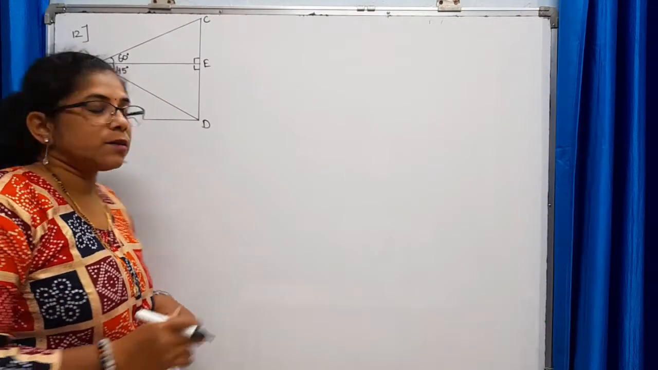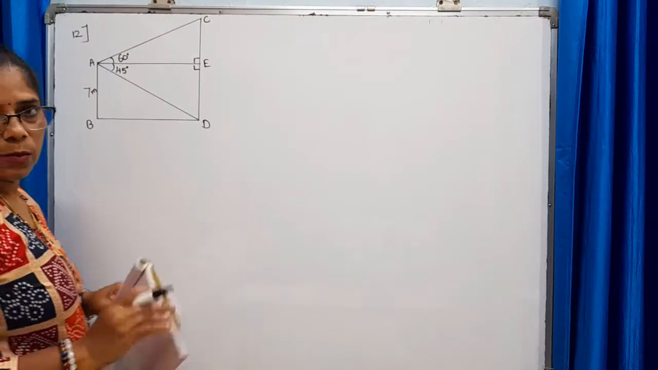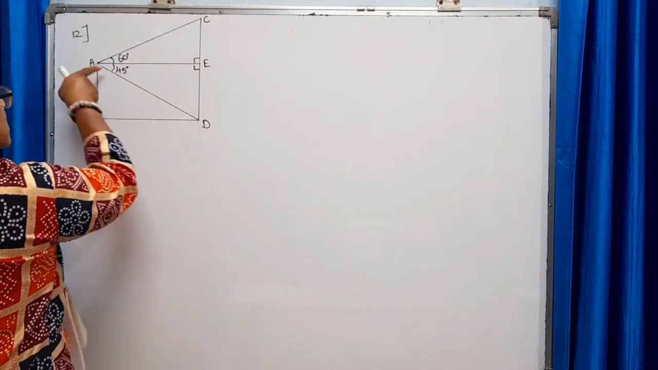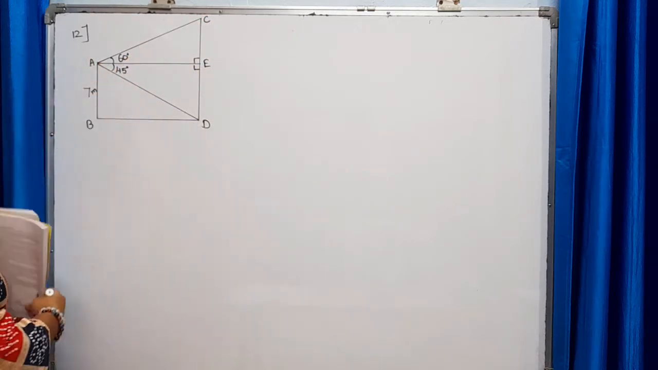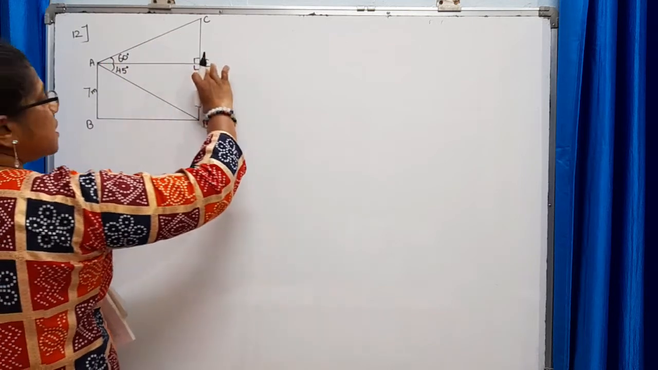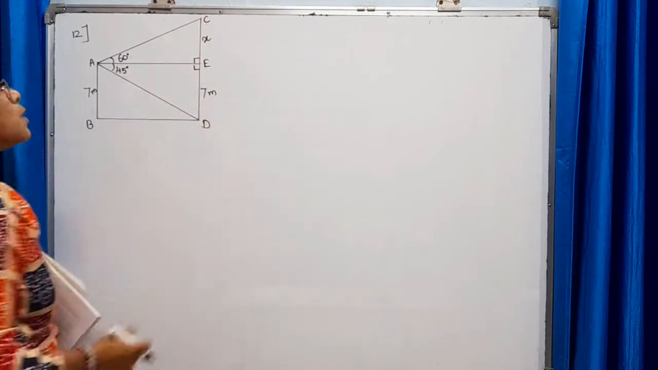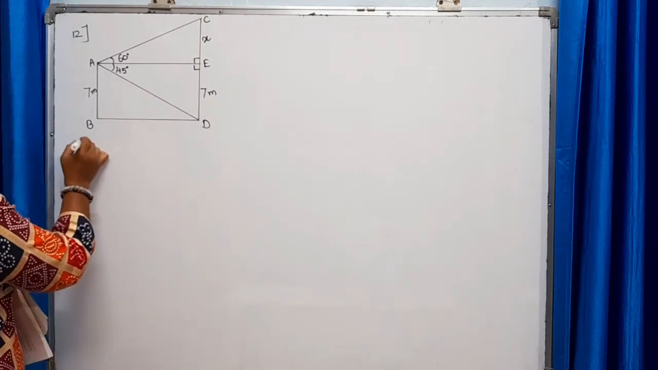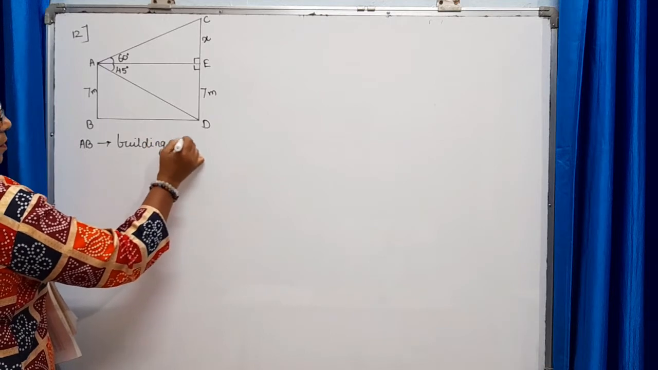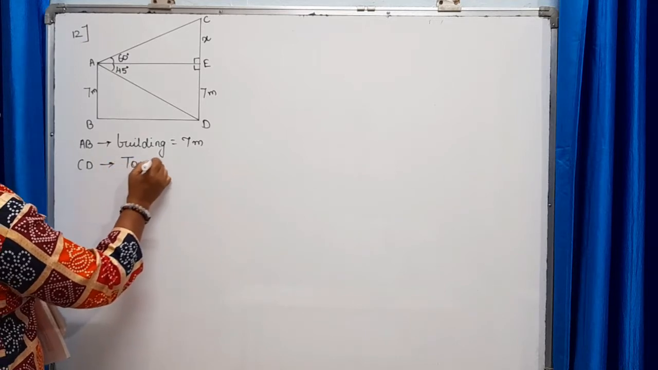Now, this is the required figure for this problem. AB is the building which is 7 meters high and CD is the tower. Height of the tower we have to find. So here the angle of elevation is 60 degrees and the angle of depression is 45 degrees. So from this we have to find the height of this tower. As AB is 7, DE is also 7. And let us consider this CE as x. So now let's start solving this. Here AB is the building which is 7 meters high and CD is the tower.